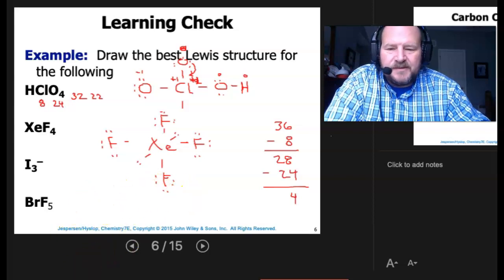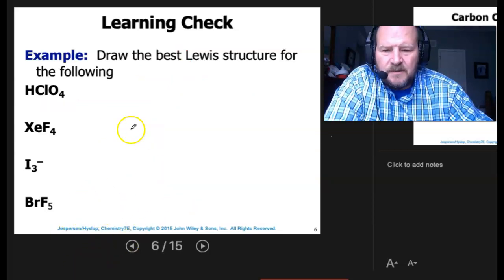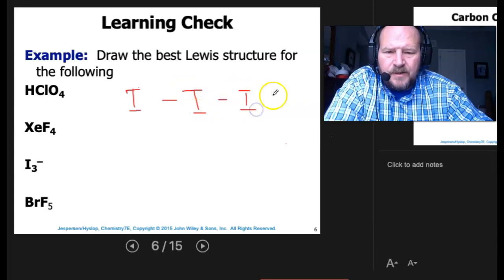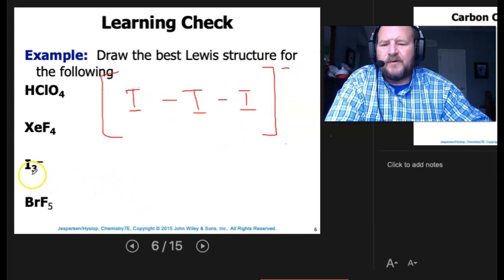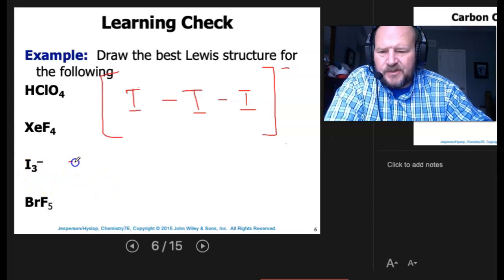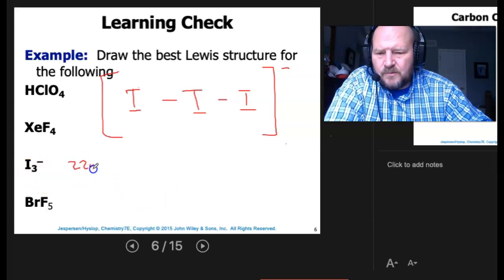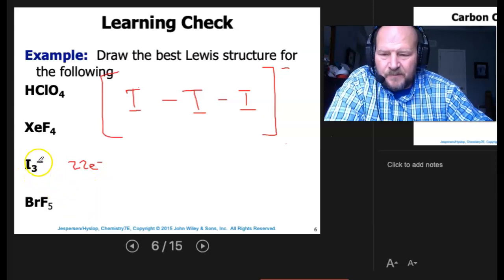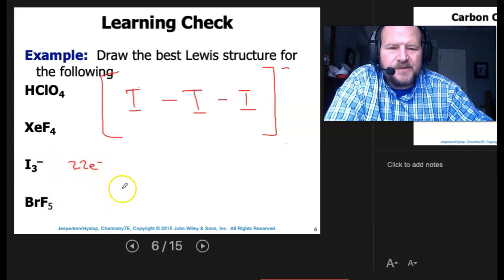All right, so let's go ahead and erase that. Back to I3 then. So I3, we'll go 1, 2, 3. We know the whole thing is going to have a -1 charge. We have 22 electrons total. We have 7 times 3 is 21 plus the charge, so that's where I got the 22.